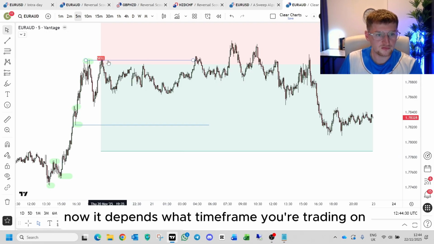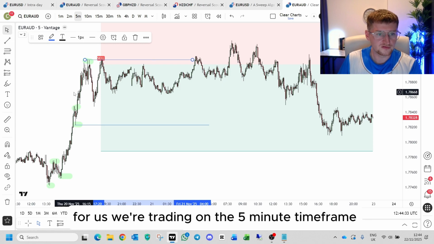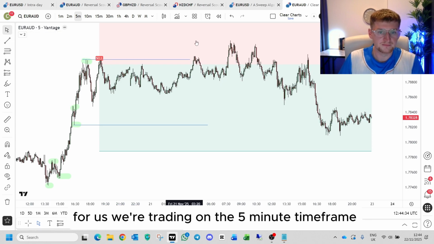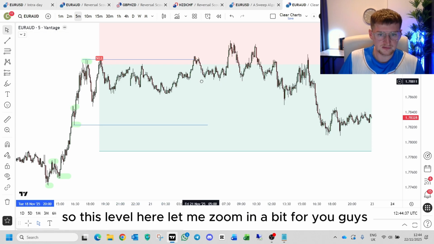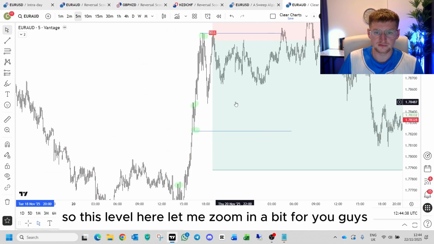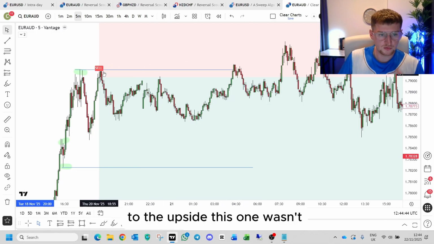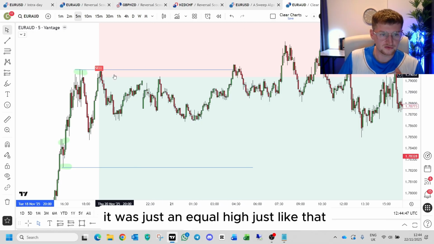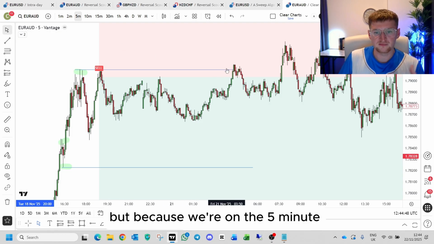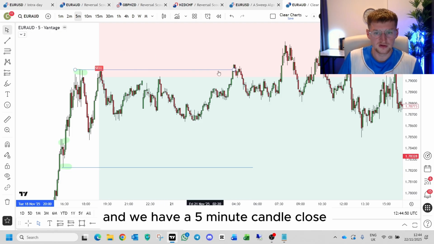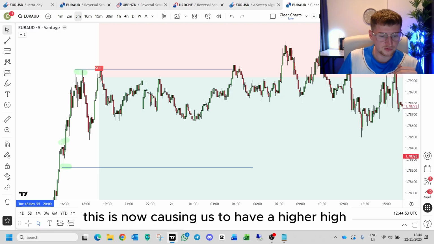Now it depends what time frame you're trading on. For us, we're trading on the 5-minute time frame. So this level here, let me zoom in a bit for you guys. This is where I would say we have a break of structure to the upside. This one wasn't, it was just an equal high. But because we're on the 5-minute and we have a 5-minute candle close, we're saying this is now causing us to have a higher high, just like that.